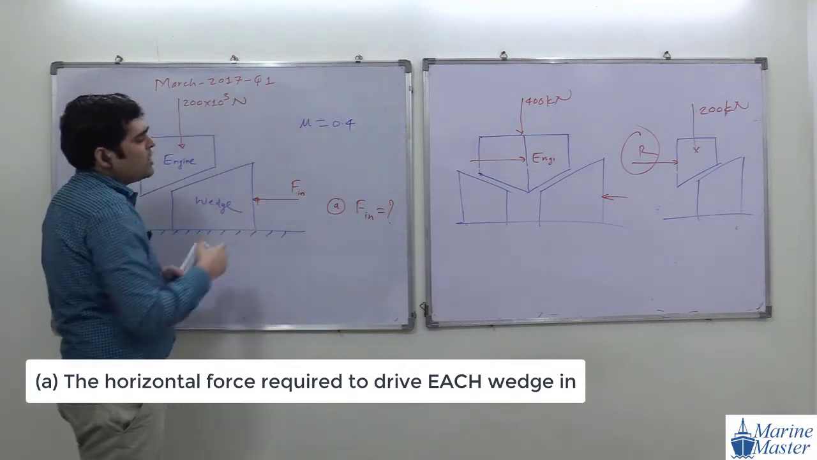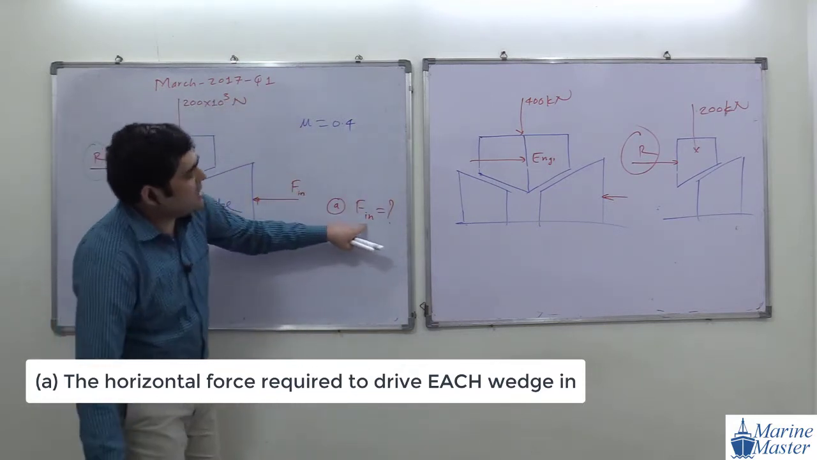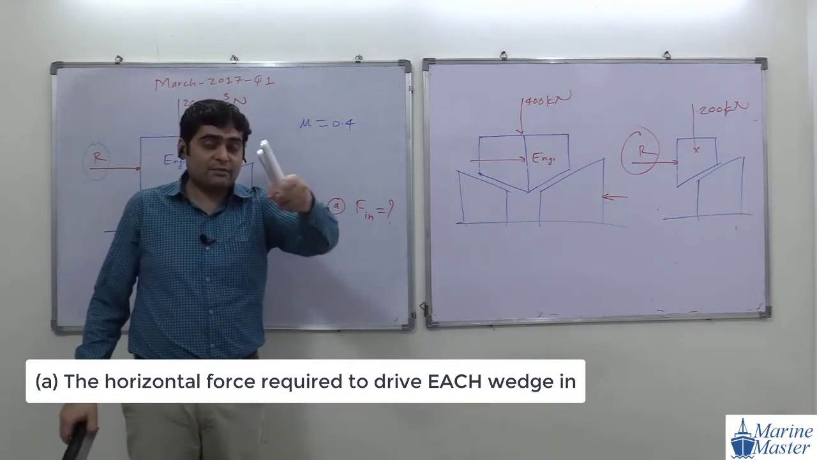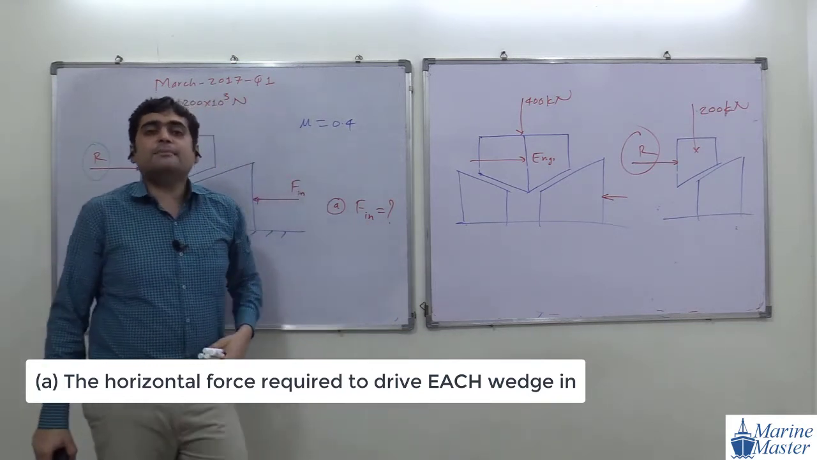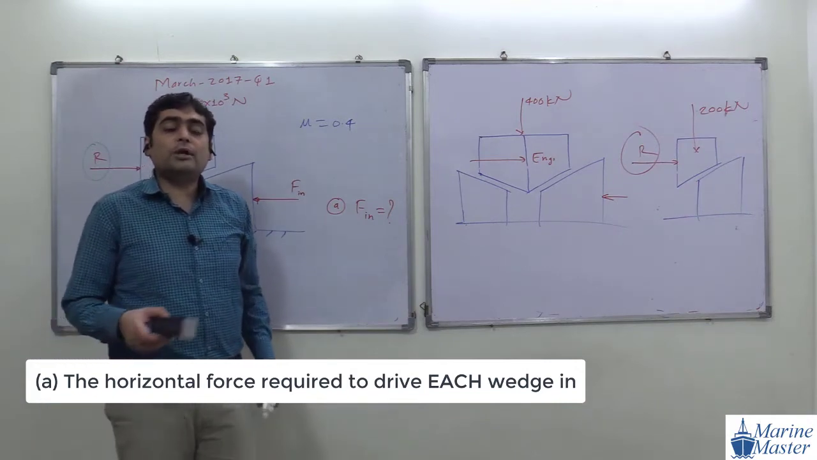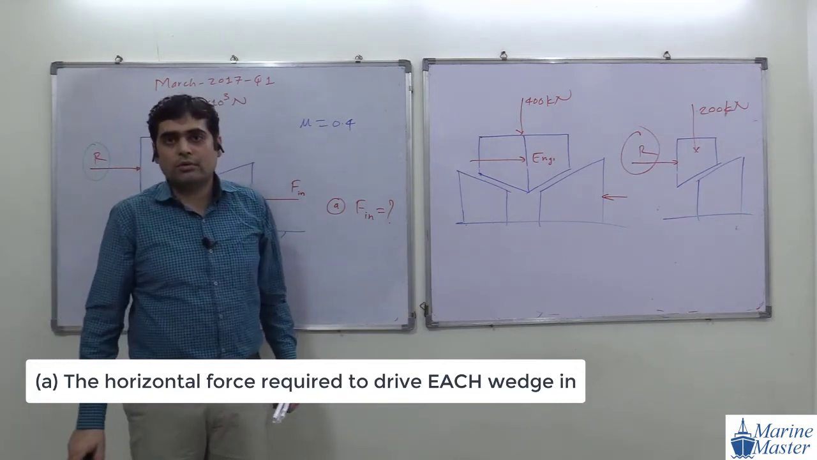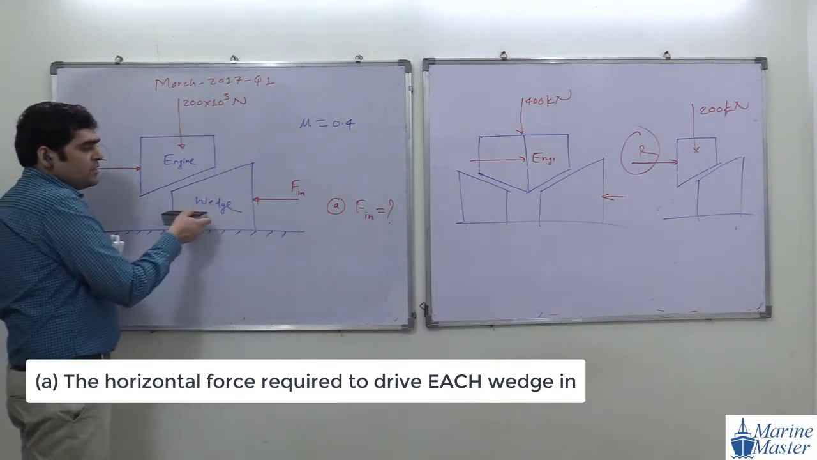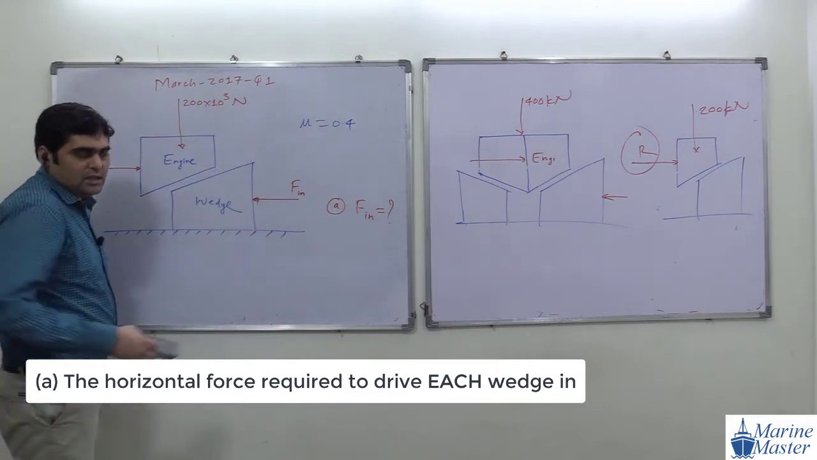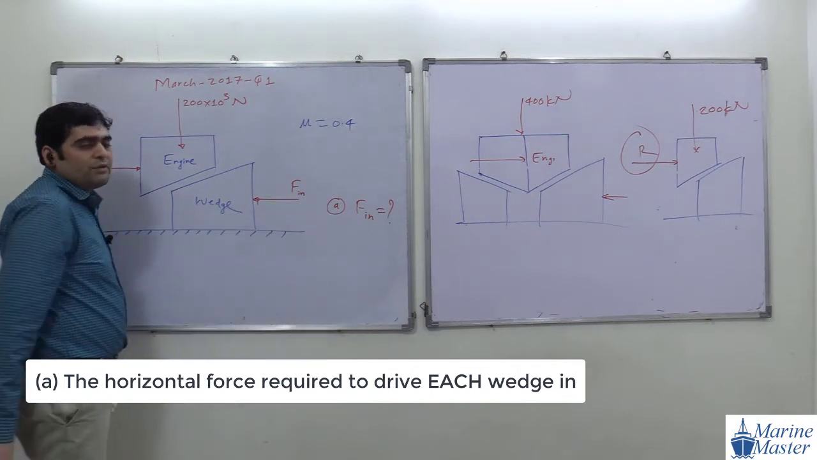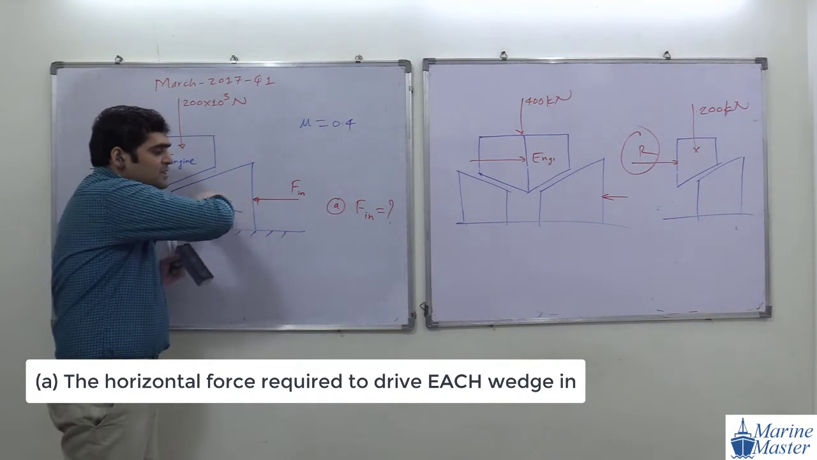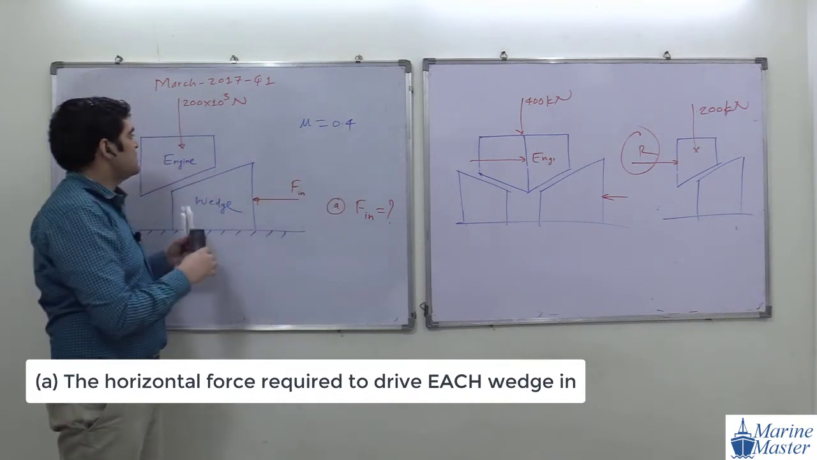I have given the name F in because I am going to give one extra question. We will consider it as C part. In C part, we will take the force required to drive the wedge out. If you want to move the wedge in, we have to give the force F in. If you want to take the wedge out, we have to apply a force out. It will not come out automatically. We have to apply some force, then only the wedge will come out of this.